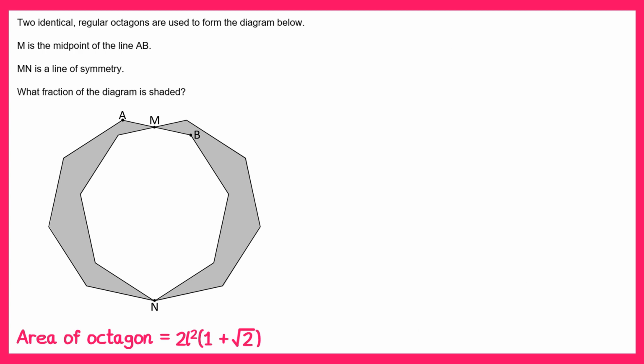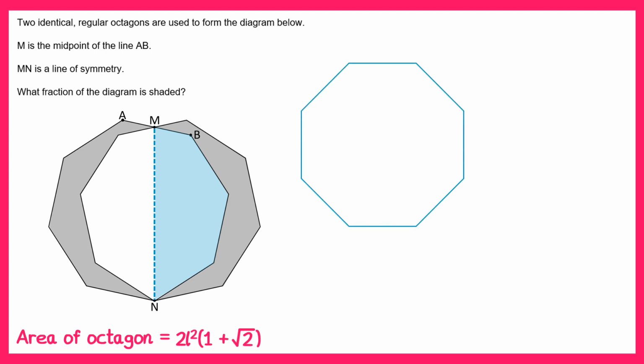Now the question says the line MN is a line of symmetry. This means this shaded area here will be the same as the white area to the left of it. Let's try and work out the area of this blue region. So let's take an octagon, and if we draw on this line, we can see the blue region here.